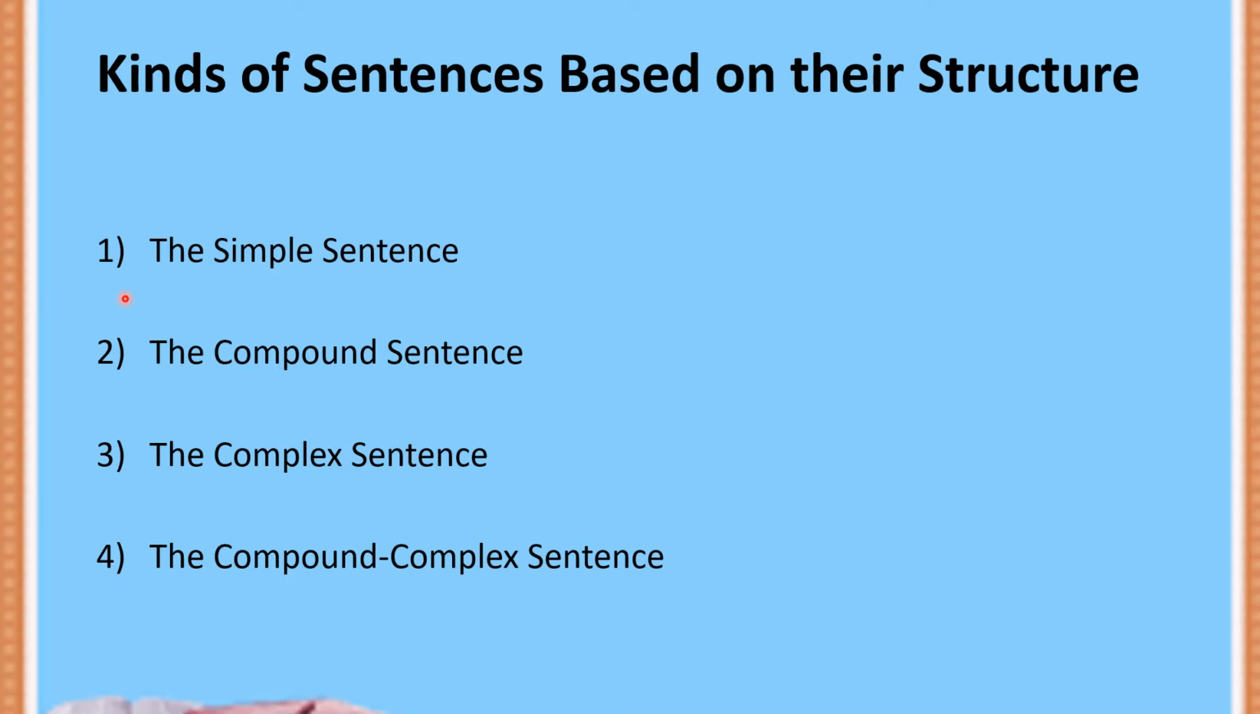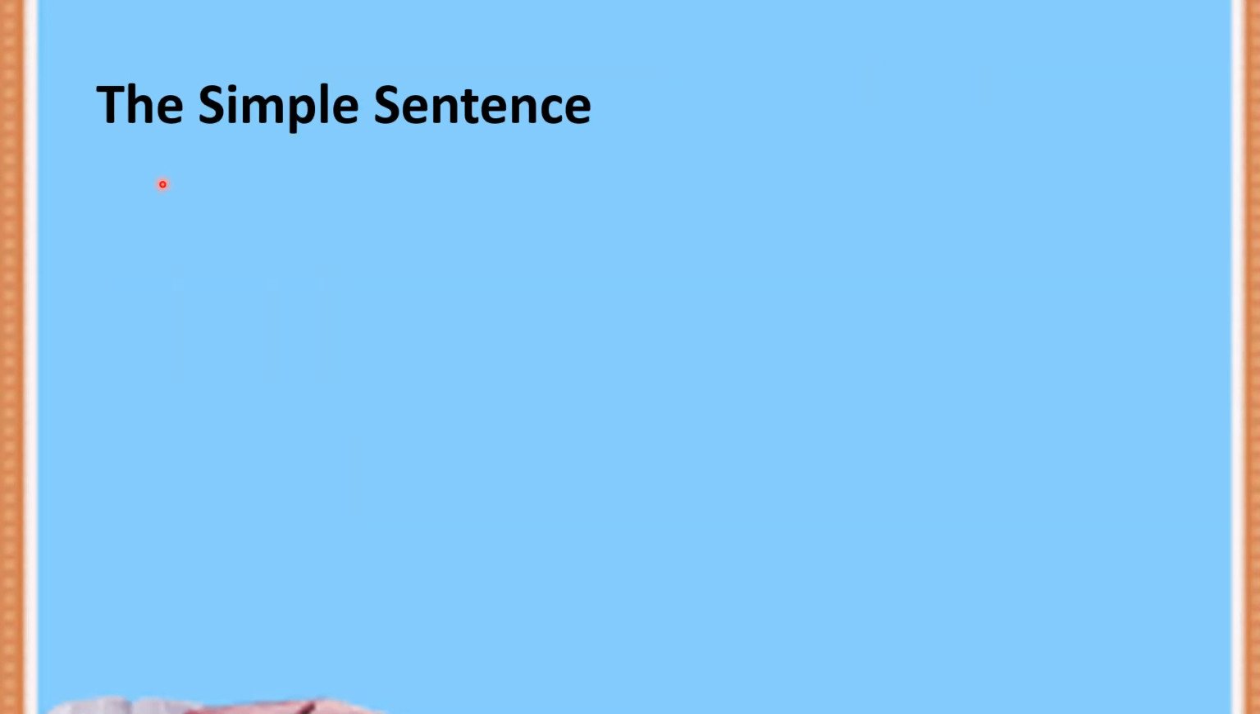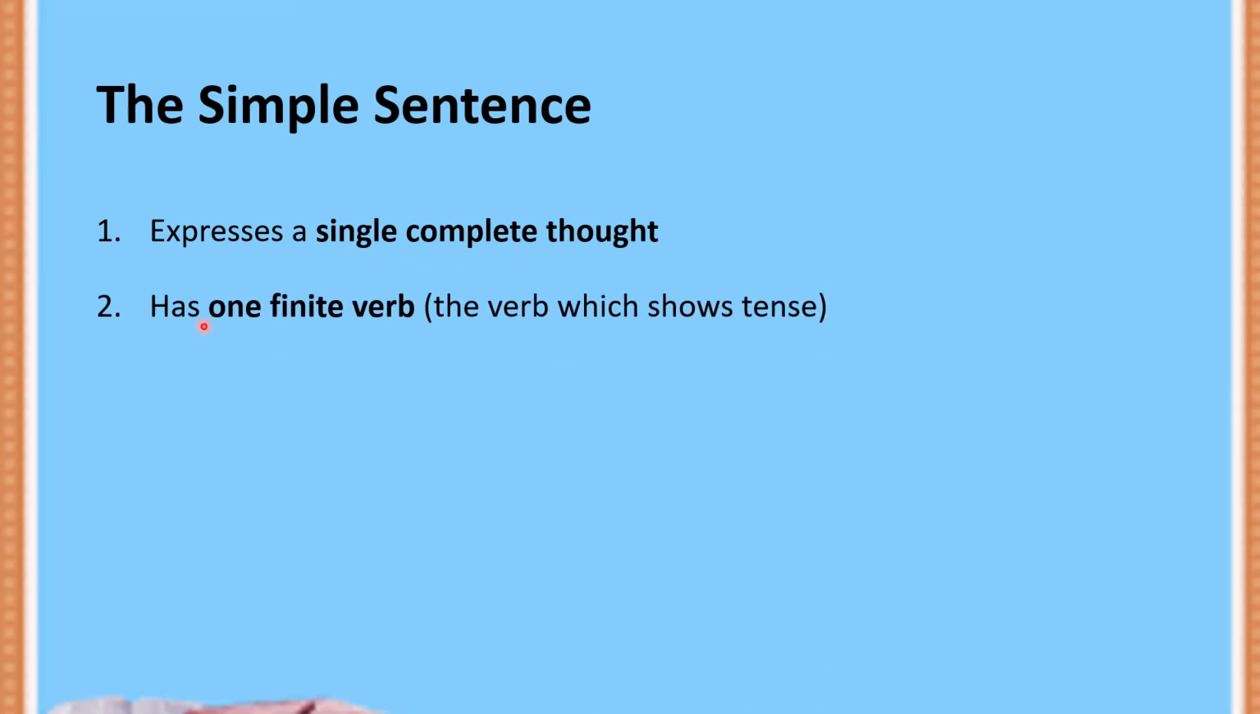Let's move on and talk about the first kind, which is the simple sentence. A simple sentence expresses a single complete thought. It has one finite verb. The verb which shows tense is known as the finite verb. And a simple sentence has only one subject and one predicate.